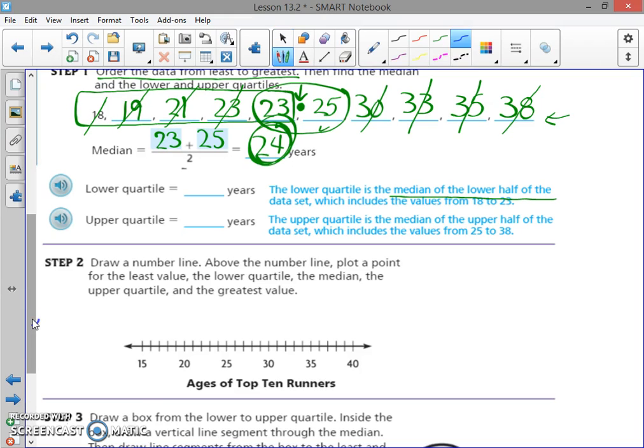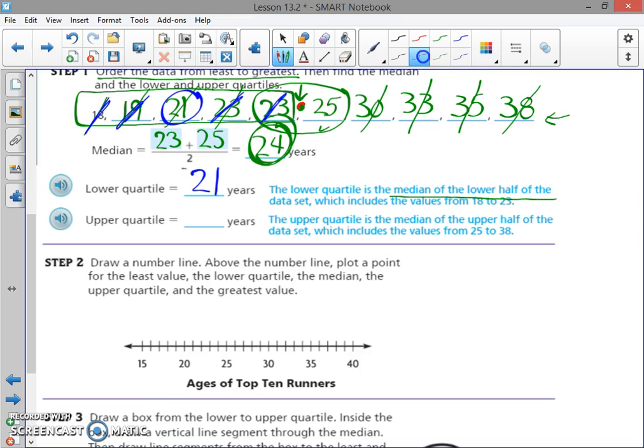Let's go to blue. So 18, 23, 19, 23. My median of the lower half is 21. That's the lower quartile. All right, let's pick red here.